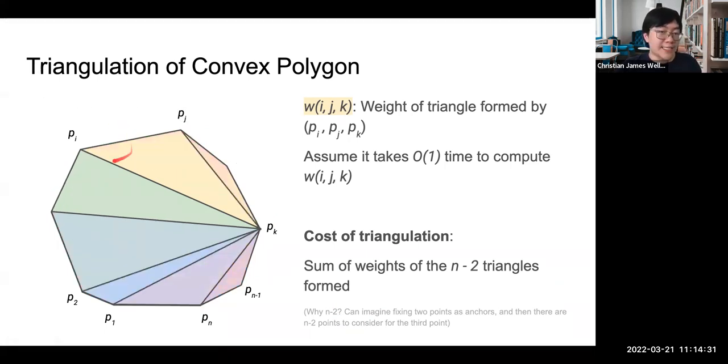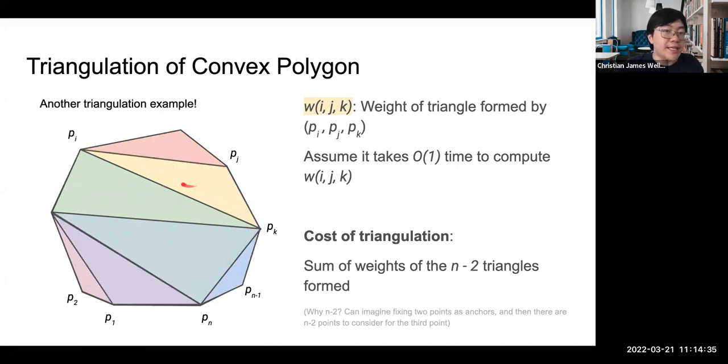There are many possible triangulations. Just now was just one example. There are n-2 triangles here, but there are different ways you can triangulate. So this is another example of a triangulation. Okay, this is another example.